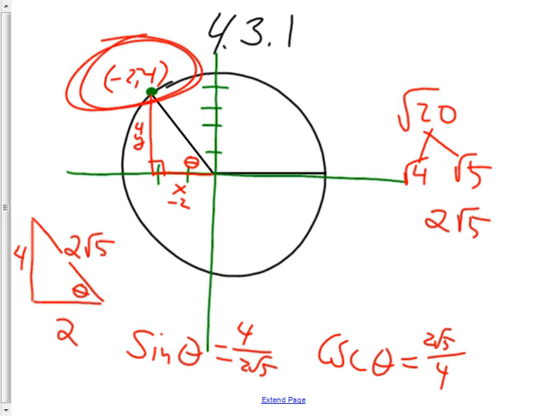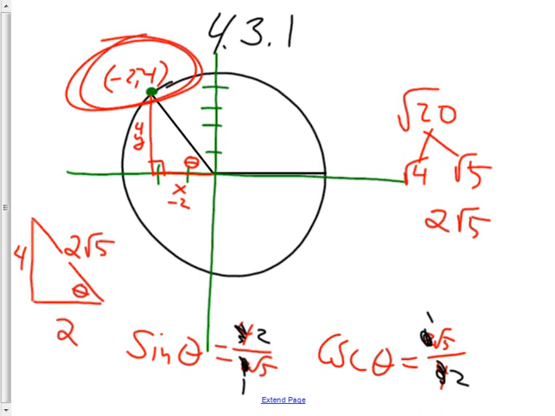Good question. Yeah, I should really simplify that. Sorry. 2 goes into both of them. 2 goes in here once, and 2 goes in here twice. So that's 2 over root 5 once I simplify it. And over here, 2 goes into both of those. 2 goes in here once, goes in there twice. Root 5 over 2.